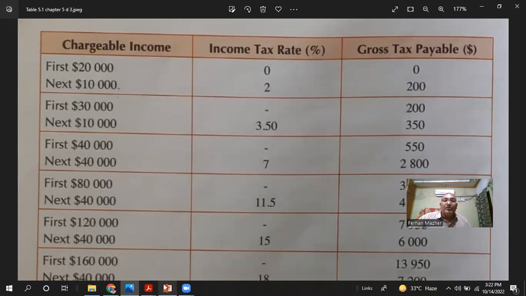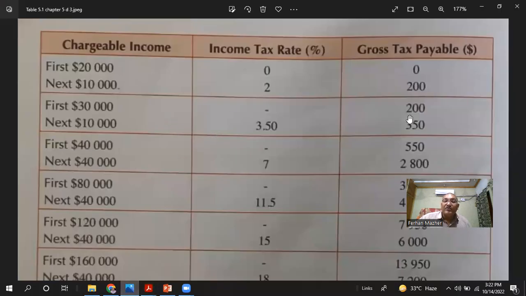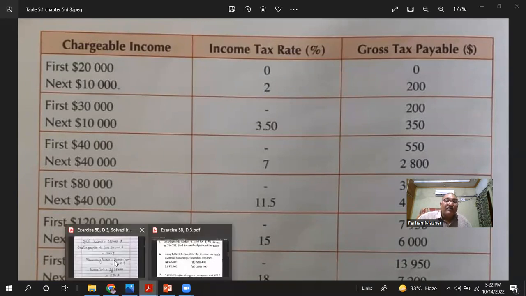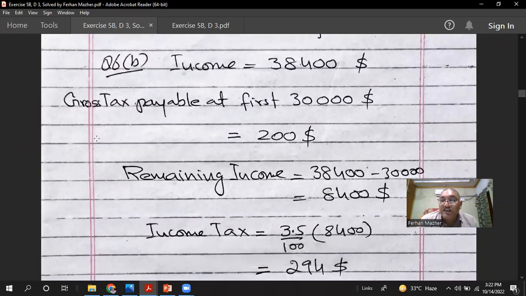So you have how much money? You have 38,400. On the 30,000 there will be $200 tax, and on the next 8,400, the tax will be 3.5%. So let's calculate. The income is $38,400. The gross tax payable on the first $30,000 according to table 5.1 is $200. So the remaining income is how much?